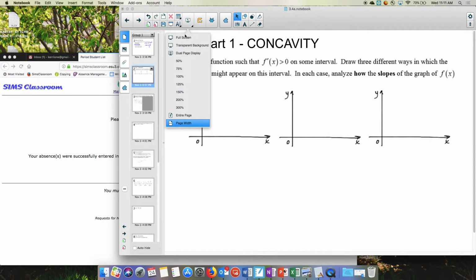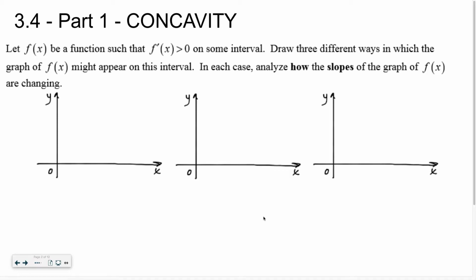We're going to talk about what this concavity word means. I want you to draw 3 different graphs, all with the derivative positive. The derivative is positive means your function is increasing, okay? So draw 3 different graphs that are increasing.